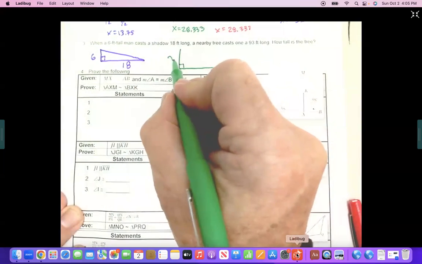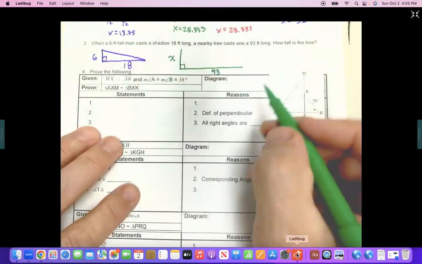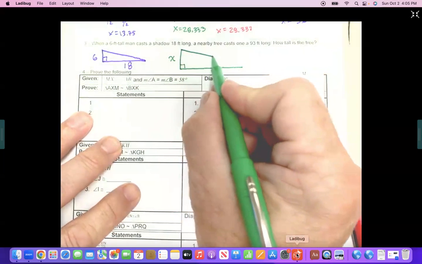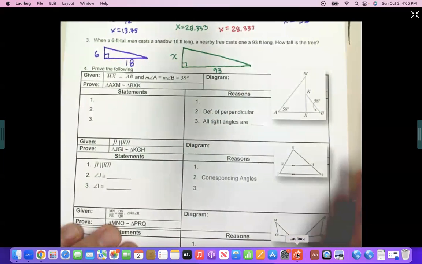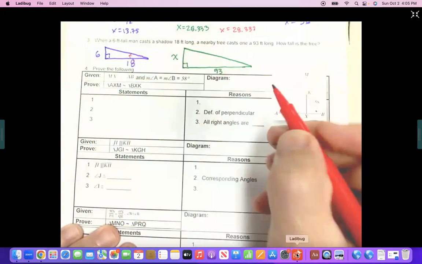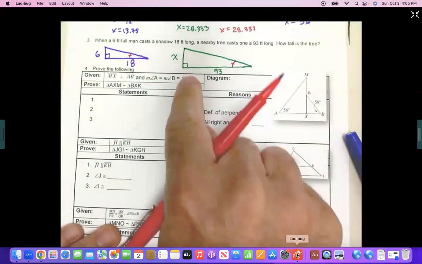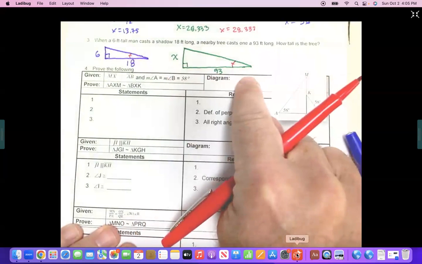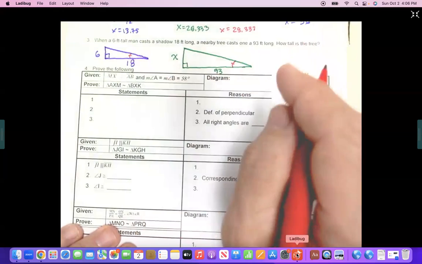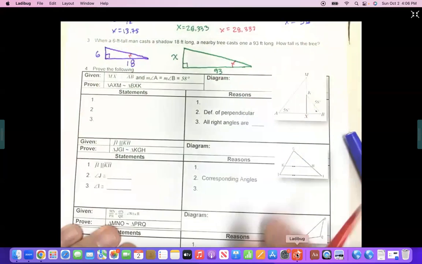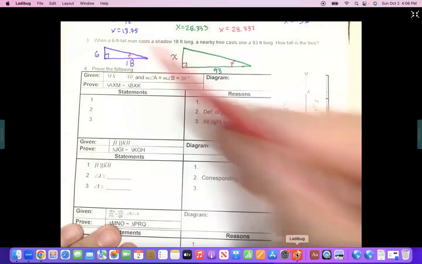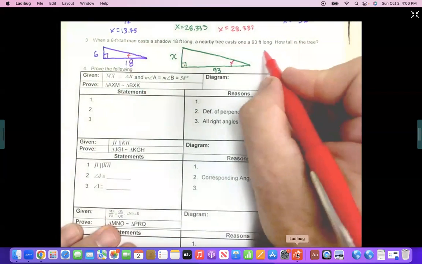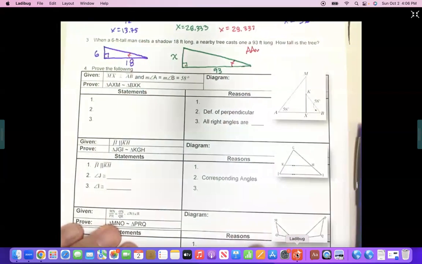We don't know what the height of that tree is. We can make that X or Y or H for height. And since the sun is so far away, the angle that's created between the ground and the sun in our shadow and the angle between the height of the tree and the shadow, those angles are going to be the exact same because, again, the sun is so far away. And of course, we have two right angles there. All right angles are congruent. So these two triangles are similar by angle-angle similarity postulate.